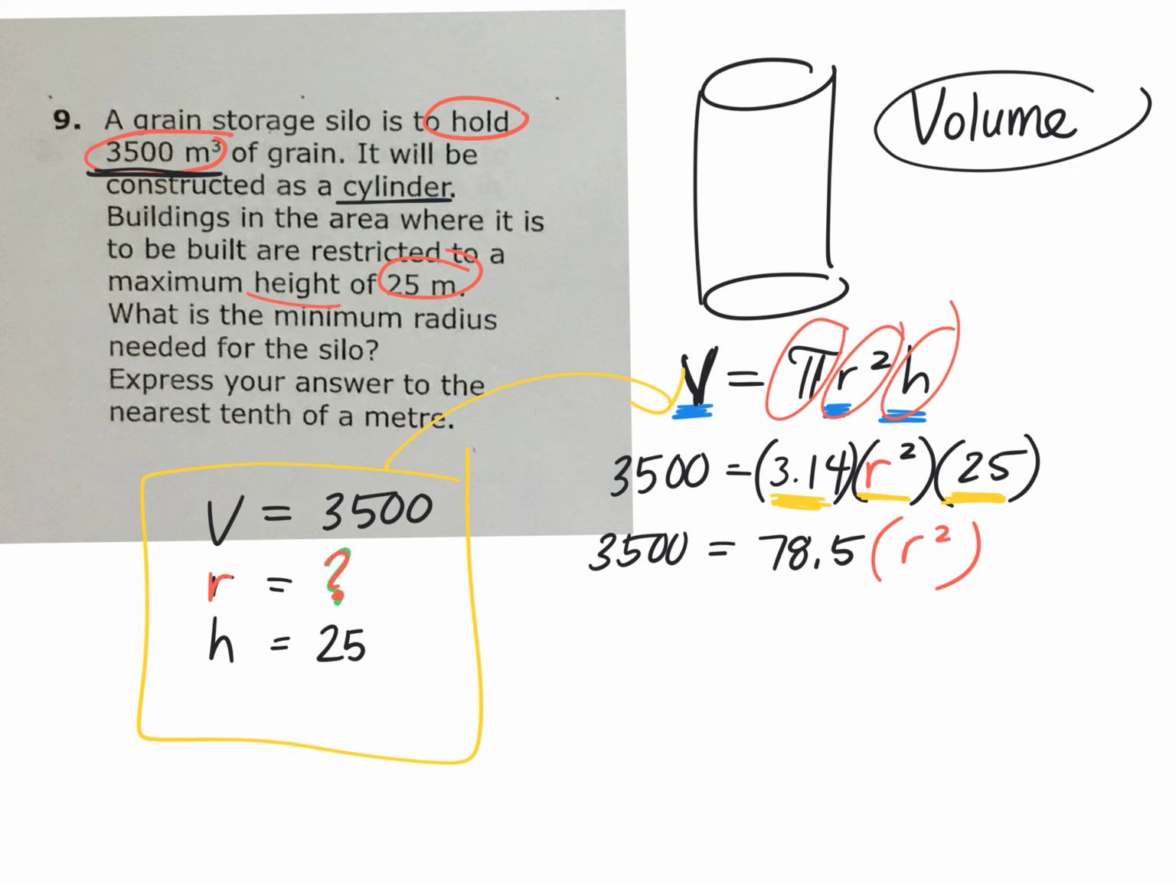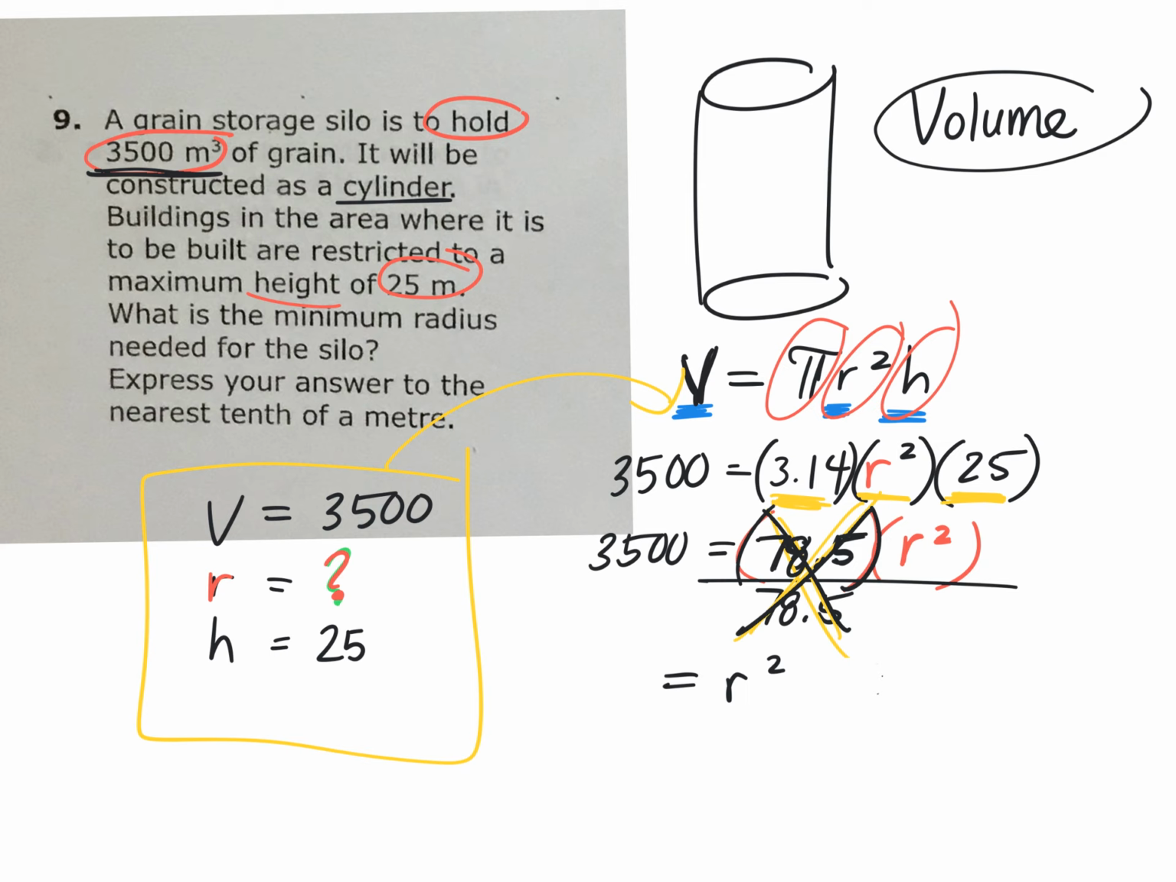How can I isolate r squared? What's the opposite of multiplication? So we're going to divide this by what to cancel it out? I'm going to divide it by itself. Because if I have 78.5 in front of my r squared, if I divide it by 78.5, that reduces it to 1. Right? What's 1 times r squared? It's just the same as saying r squared. Anything times 1 is just the answer, right? So if I divide it by this 78.5, it's basically reducing it to 1. It's getting rid of it, right?